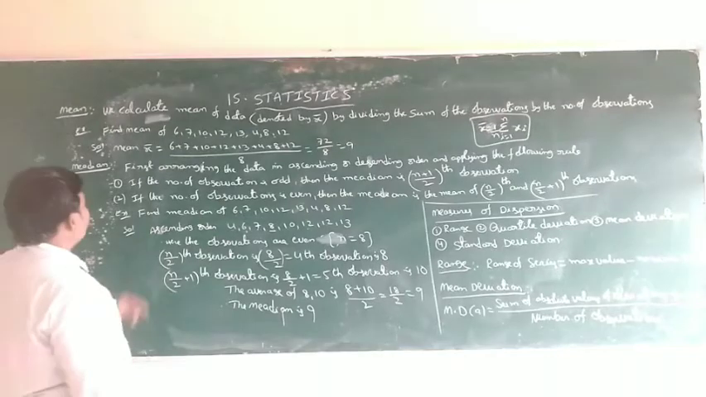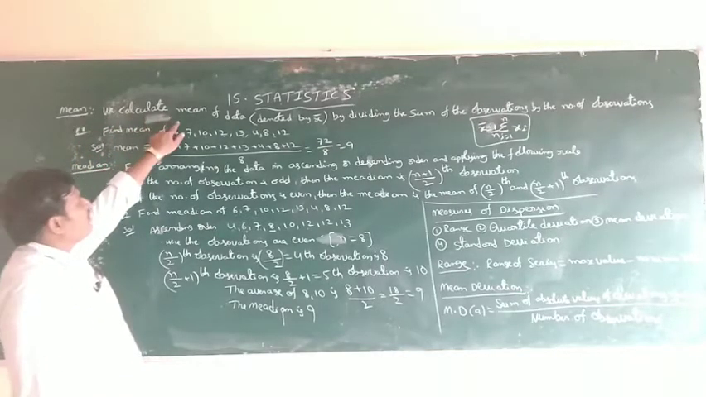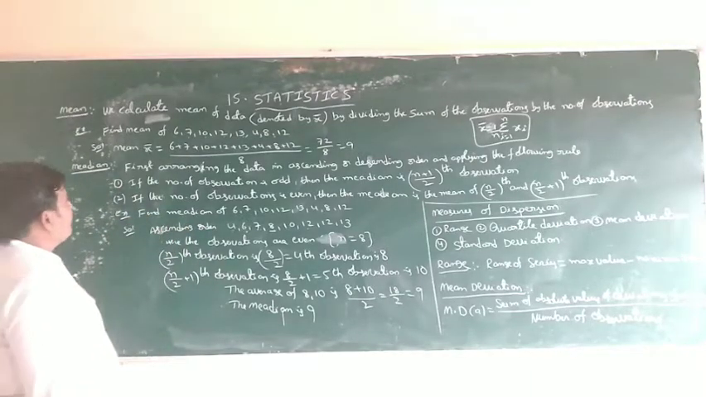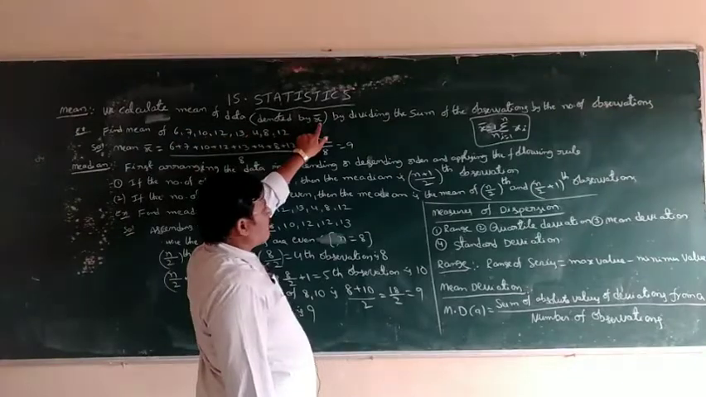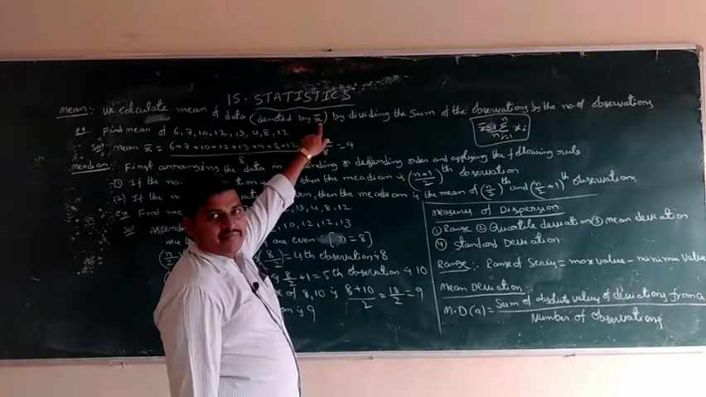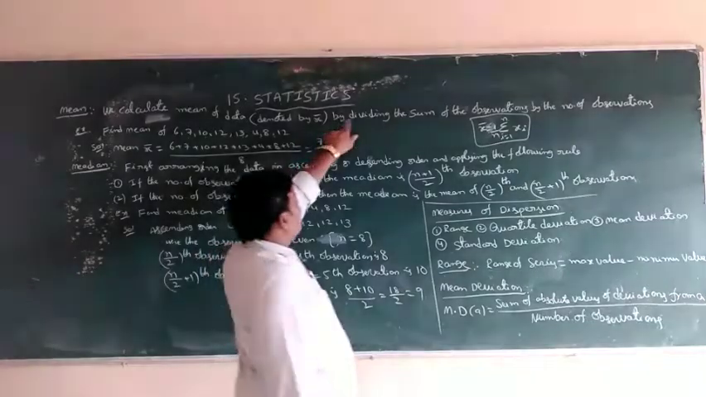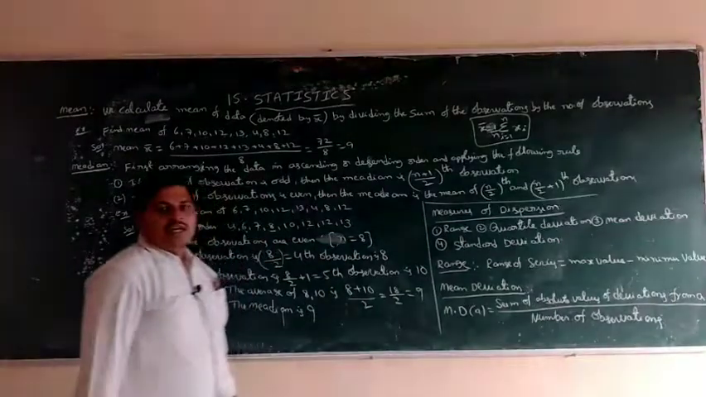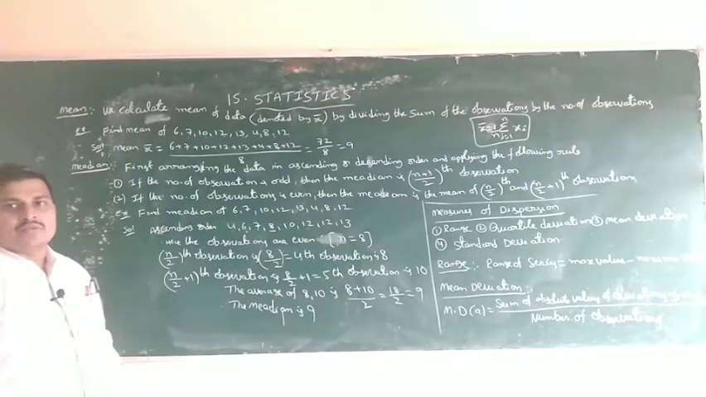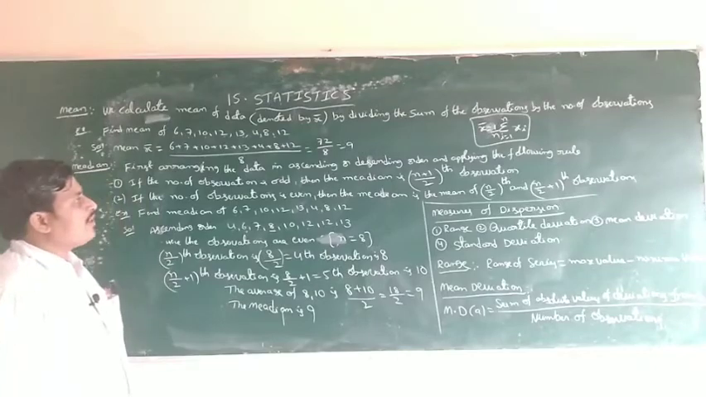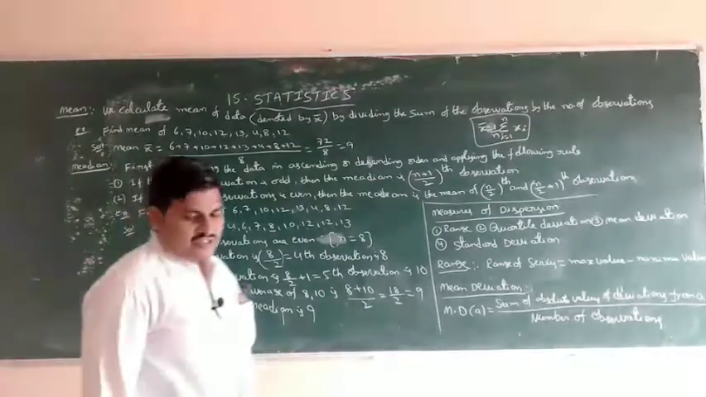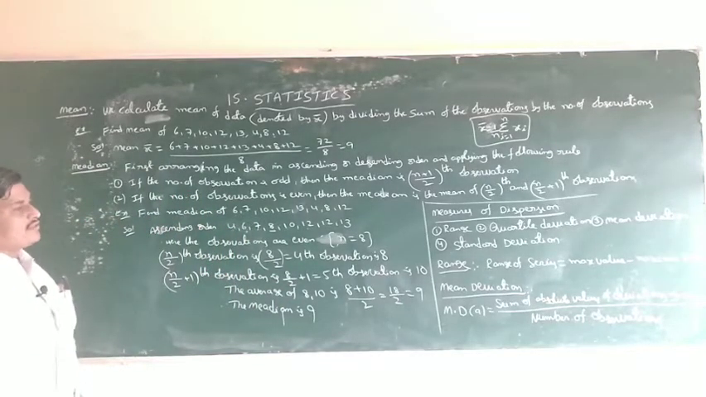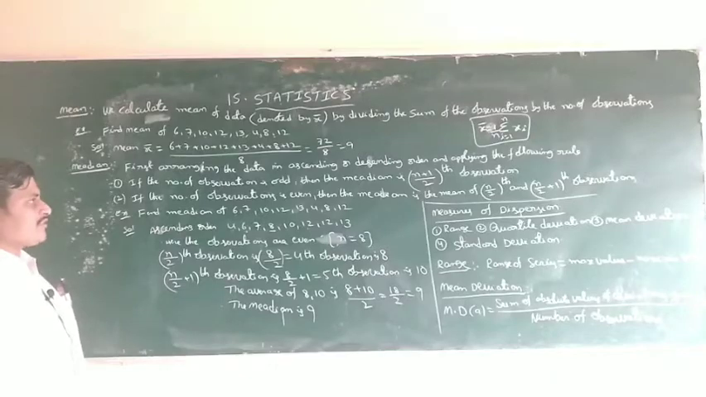How to calculate mean? We calculate the mean of data, any data. Mean is denoted by x bar. It is calculated by dividing the sum of the observations by the number of observations. Observations means the given data, numbers or things, anything.